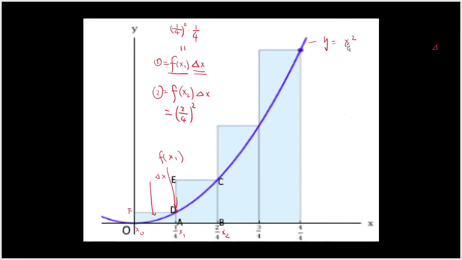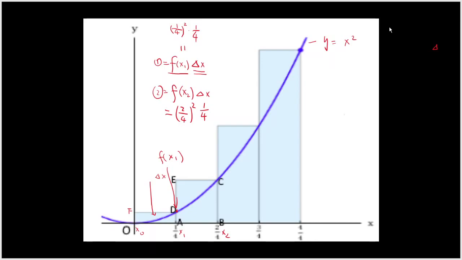Again, if you know the x coordinate of point C is 2/4, then the y coordinate of point C is computed using 2/4 the whole thing squared. Because the point is on the curve, right? Any point on the curve satisfies the equation of the curve. So that makes sense. And then of course the width of the second rectangle is actually 1/4, because the width of all the rectangles is equal to 1/4.